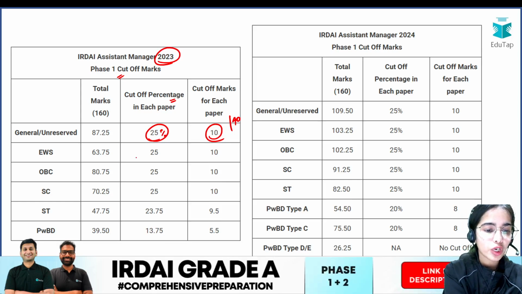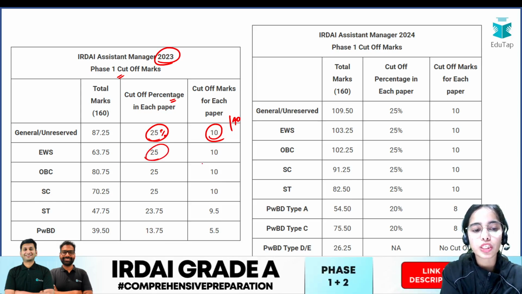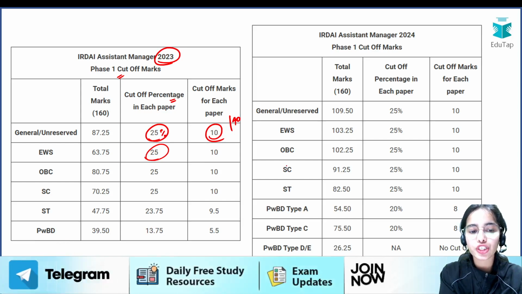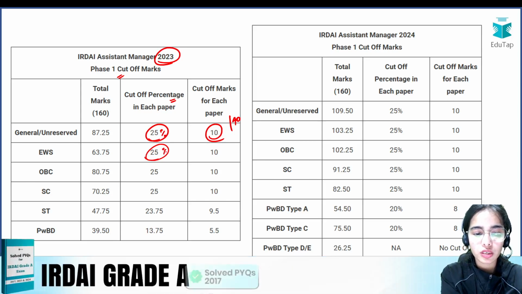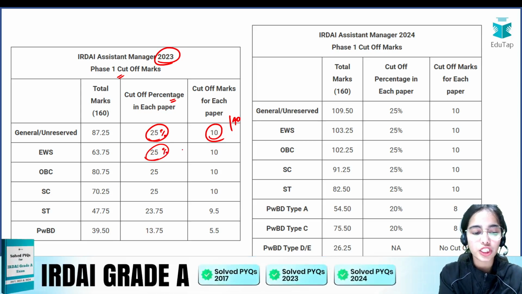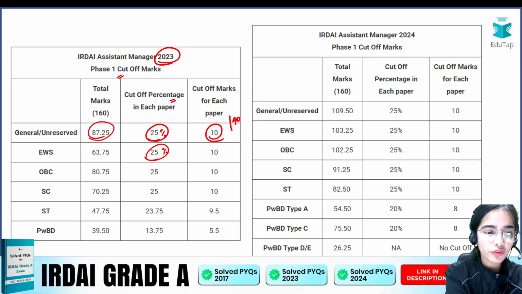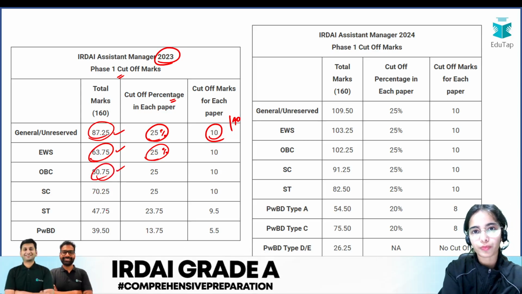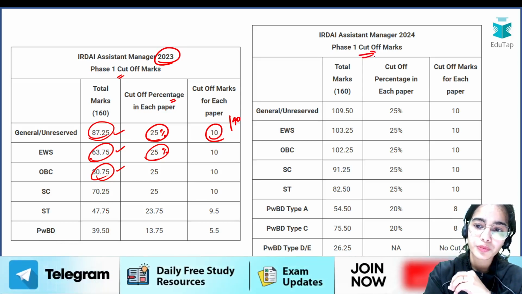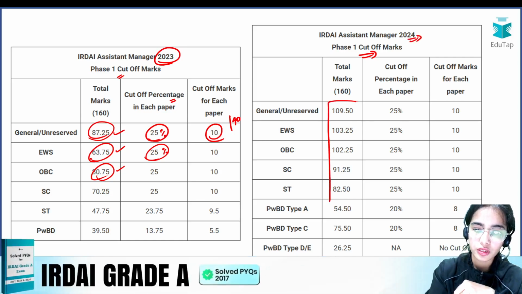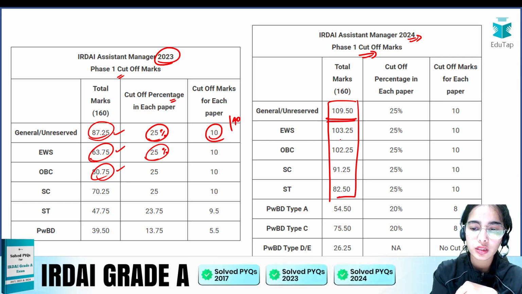For EWS also, 25% was the sectional cutoff for each paper. Now there was also the overall cutoff that was given. Here you can see this is the overall cutoff. You have to clear the sectional cutoff, and then you have to clear the overall cutoff also. Similarly, for 2024, you can see this is the overall cutoff for different categories.